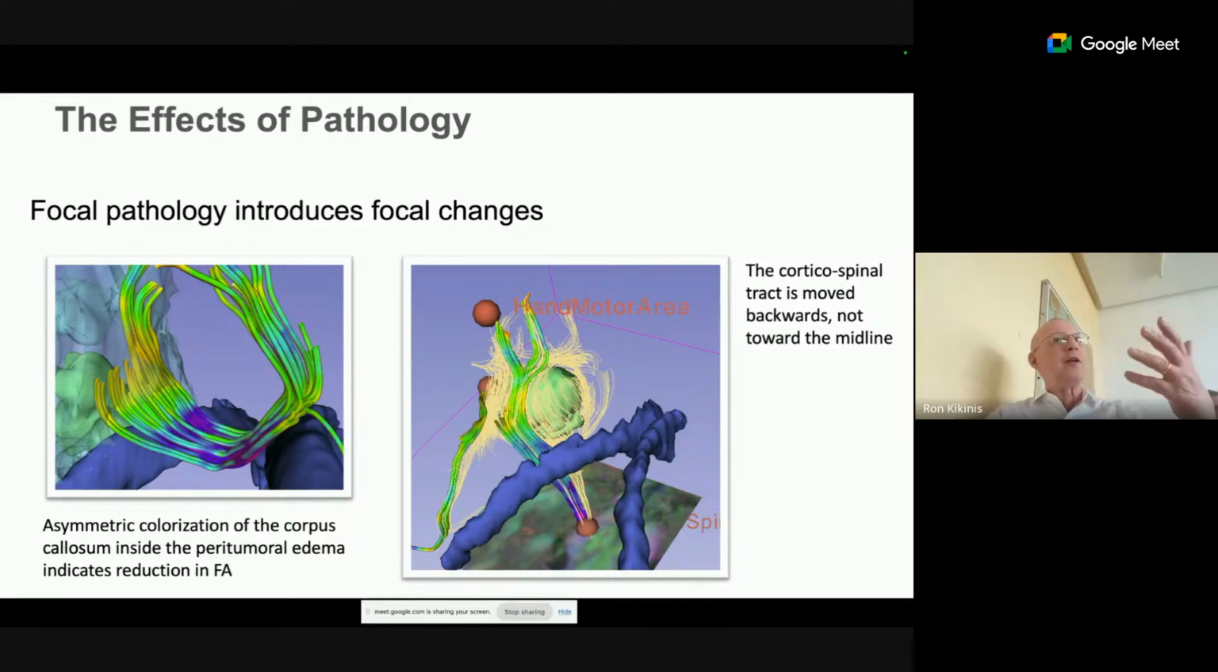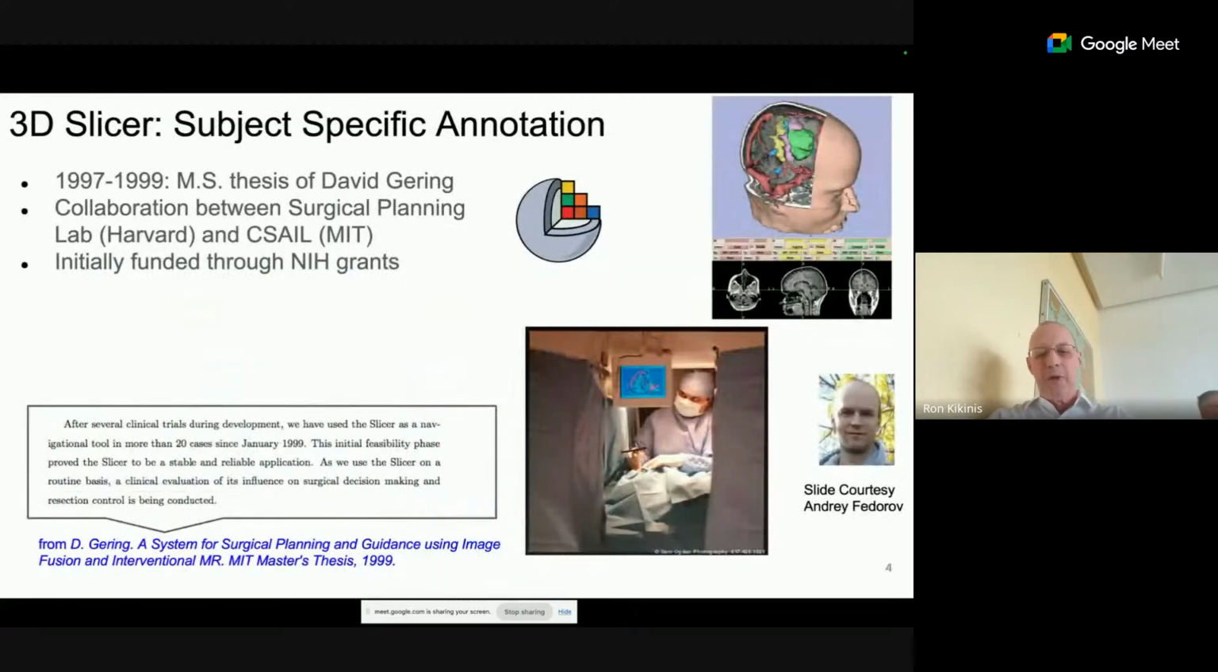So these are just examples of what you can do. I haven't talked about how you can do it. And in particular for tractography, Zora will tell you more about that aspect.